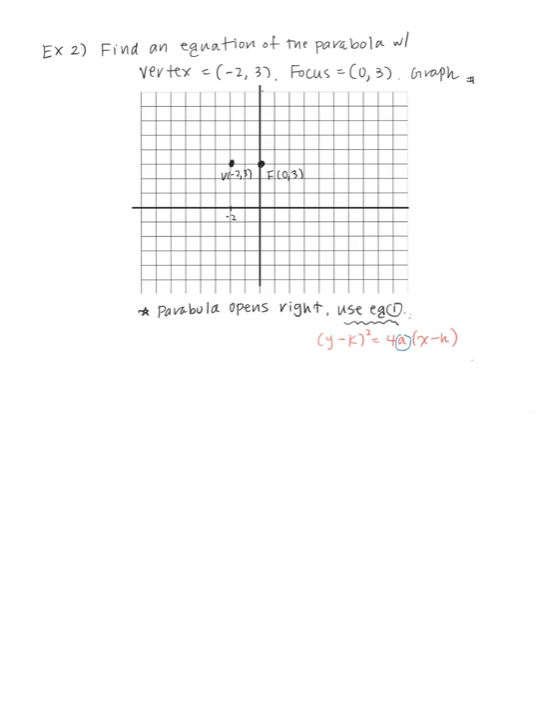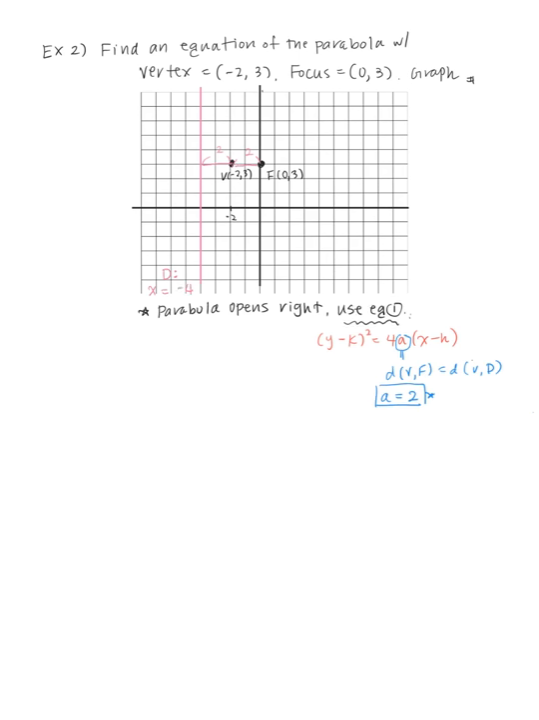Now remember that a is the distance from the vertex to the focus, which is the same thing as the distance from the vertex to the directrix. So that means that our a must be 2. Because from here to here is 2, that means from here to here must be 2. And the directrix is going to look something like this. So this is our directrix. In this case, it's going to be at x equals negative 4.